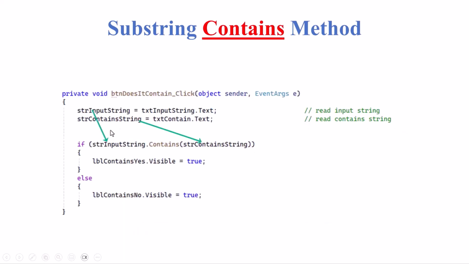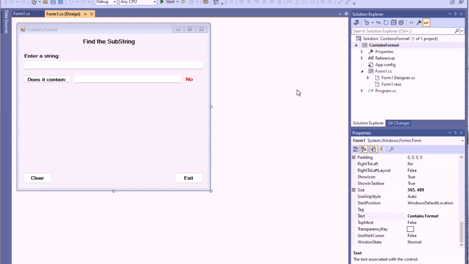In fact, the code we're going to be looking at is we're going to read a string in and read the contain string in, and then we're simply going to ask it the question, does string input dot contains this string? And we'll get a true or we'll get a false for it, and that'll turn on a yes or a no button for us. So this is our program.